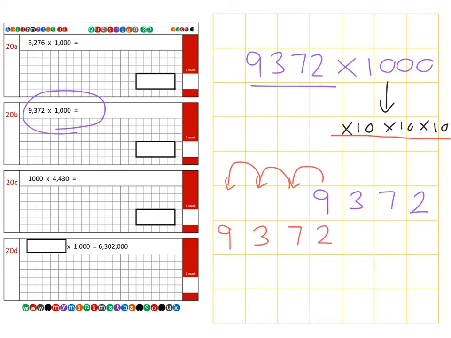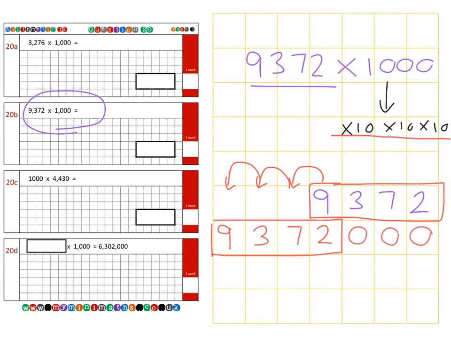The golden rule here is you do not split these numbers up. They always move together. And then we can fill in the gaps with the zeros. So we have an answer of 9,372,000.